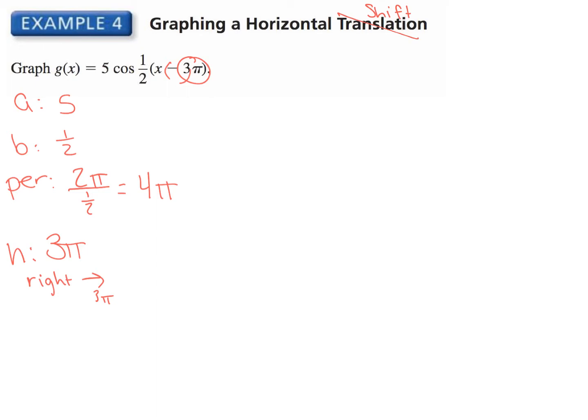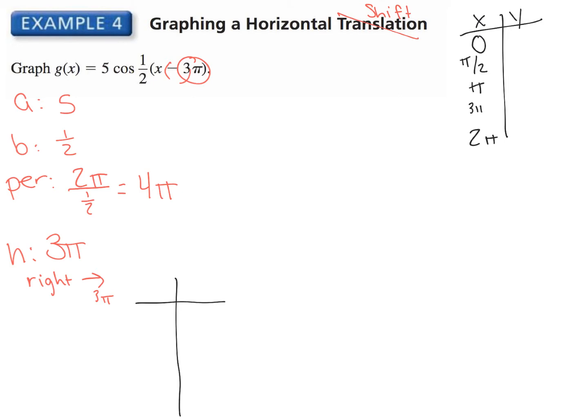I'm going to go ahead and start this table now. Over here in the corner, I'm going to write out the cosine, the original that we take all our translations from. 1, 0, negative 1, 0, 1. So that's what we're starting with.